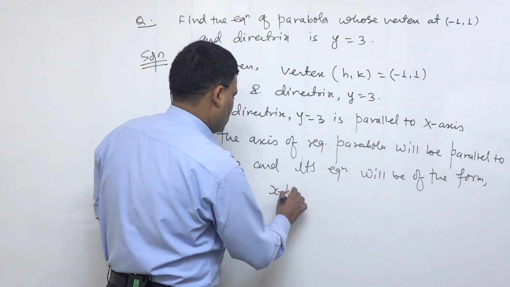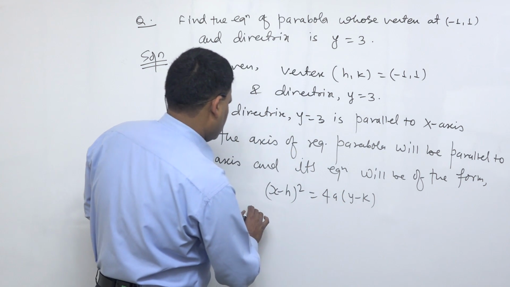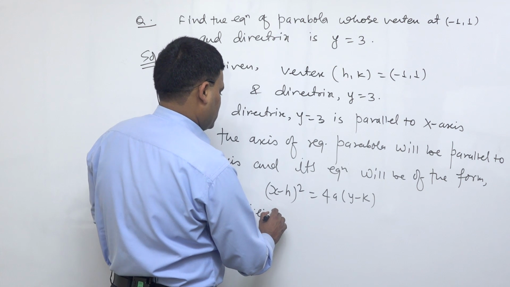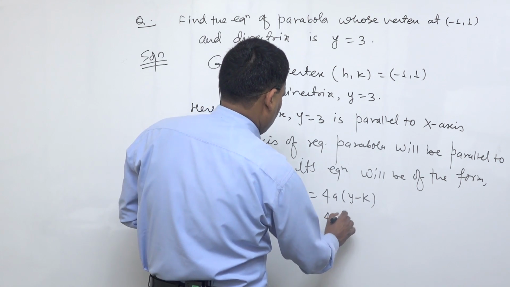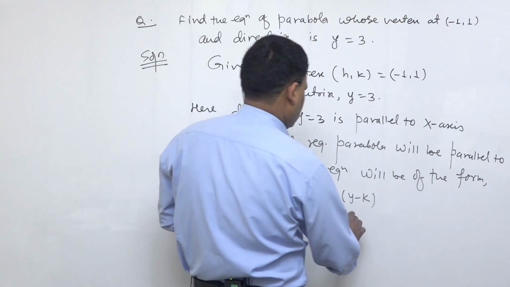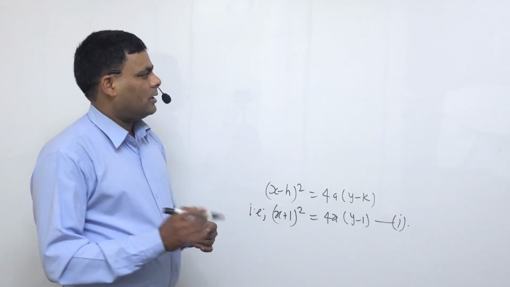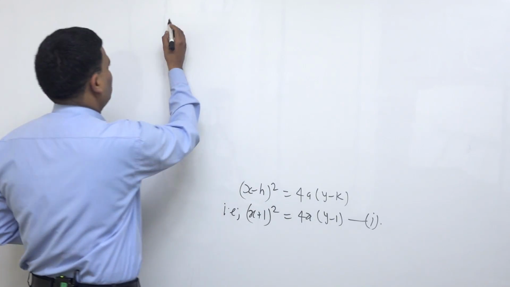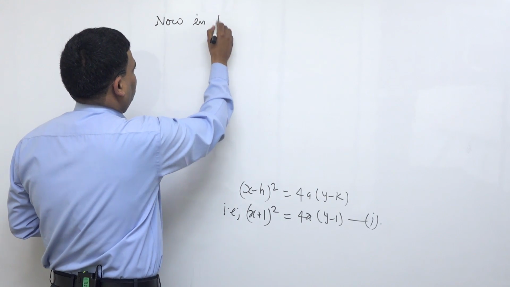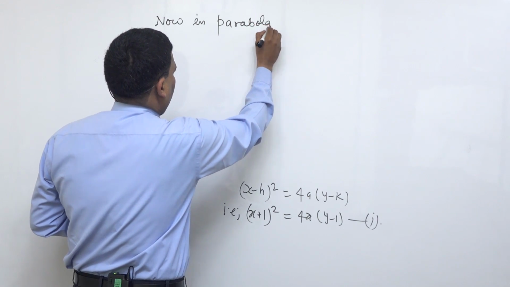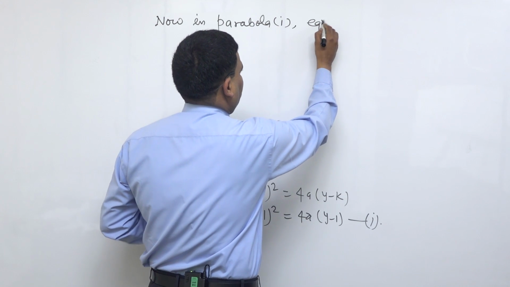(x minus h) whole square equals 4a into (y minus k). That is (x plus 1) whole square equals 4a into (y minus 1). Let it be 1. Now, in parabola 1, equation of directrix y equals 3.